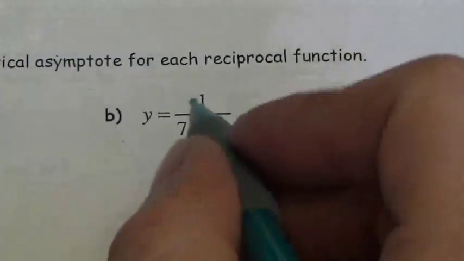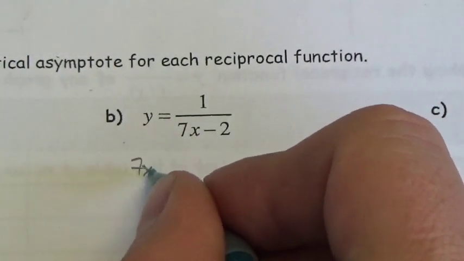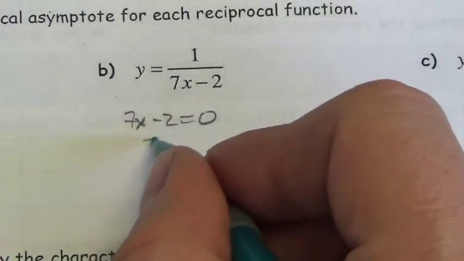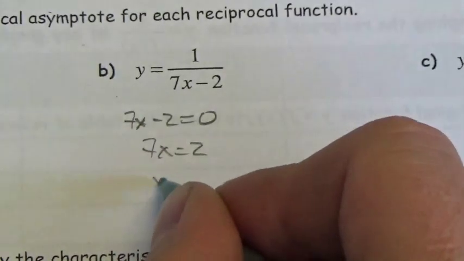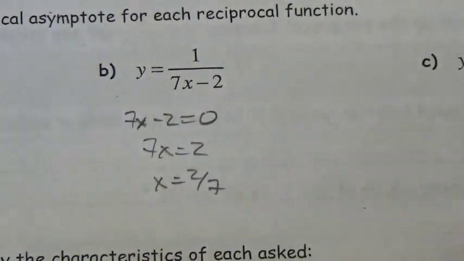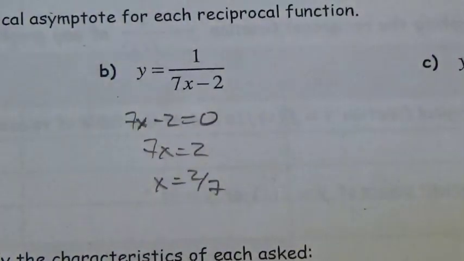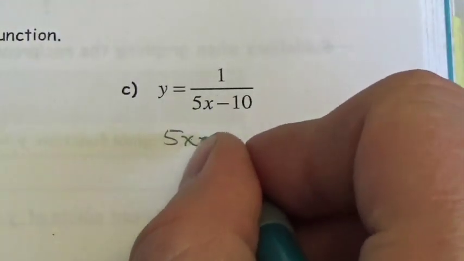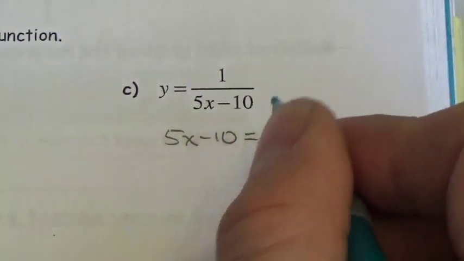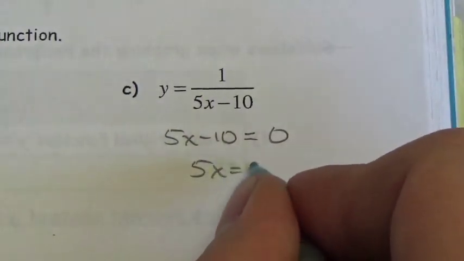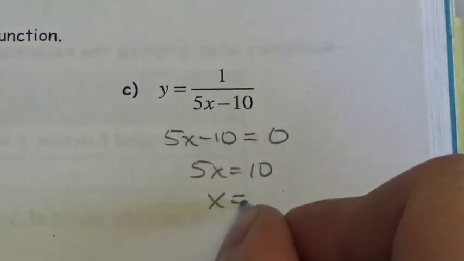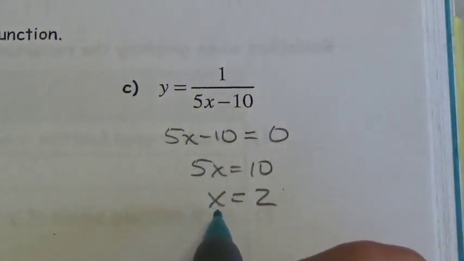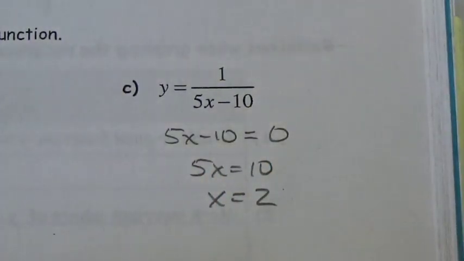Here, a little bit more complicated. It's going to be where the denominator goes to 0. So it's going to be where 7x minus 2 is equal to 0, where 7x is equal to 2. So x is equal to 2/7. There's my vertical asymptote. Over here, again, where the denominator goes to 0, so bring the 10 over, 5x is equal to 10, divide both sides by 5 to isolate the x, and we get that x is equal to 2.